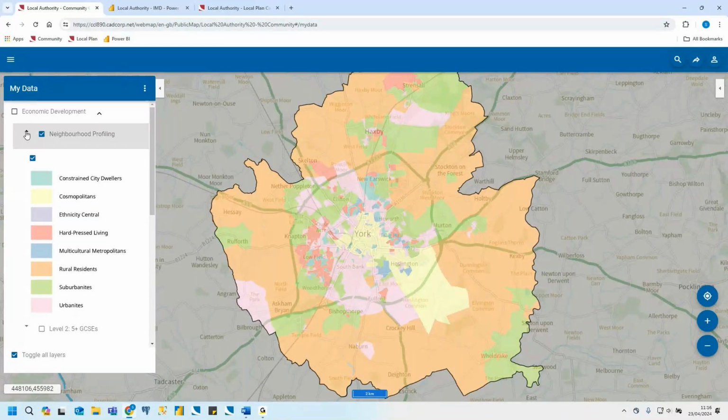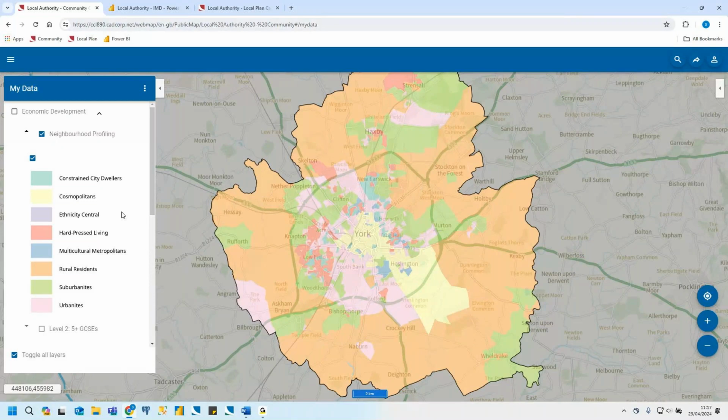Now, the example I've got in front of you today is actually an open data set, but it works in a very similar way where different areas are classified by the types of people that live there. And you can use the map to color each classification to see that makeup across your local authority area. Now, this type of information can provide some really valuable insight.